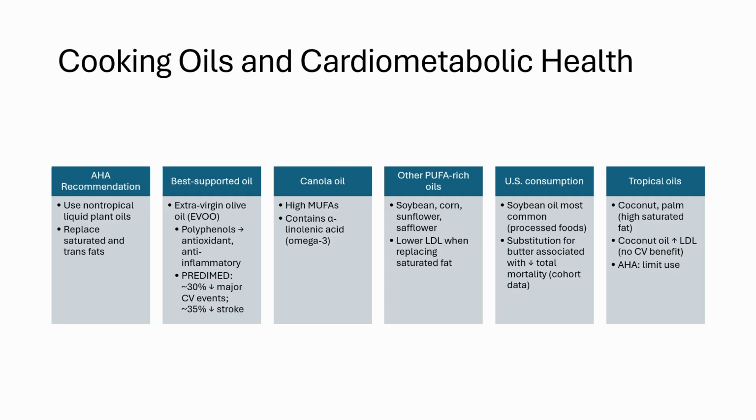In the United States, soybean oil is the most commonly used cooking oil, followed by canola oil, corn oil, and olive oil. Soybean oil dominates because it is widely used in processed and packaged foods. In a 24-year prospective study of over 500,000 adults, each tablespoon per day of soybean oil was associated with a 15 to 20% lower total mortality when substituted for butter. Tropical oils high in saturated fats include coconut and palm oil.